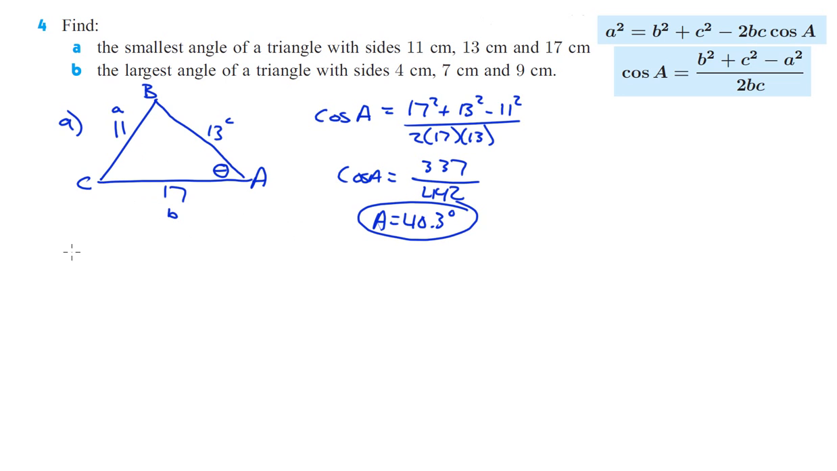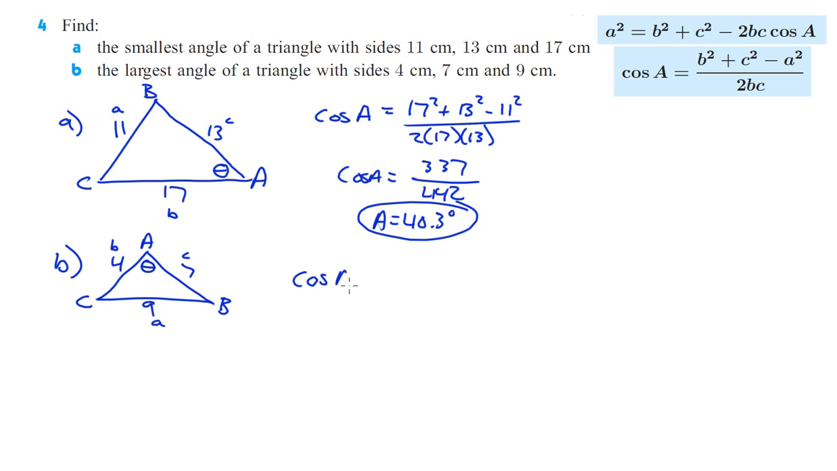On B, we've got find the largest angle of a triangle that has sides 4, 7, and 9. So we'll call that 4, that's 7, and that's 9. The largest angle, just like the smallest angle is across from the smallest side, the largest angle is going to be across from the largest side. So that's going to be the angle we're looking for. So we'll call that A. Let's just call that B, and we'll call that C.